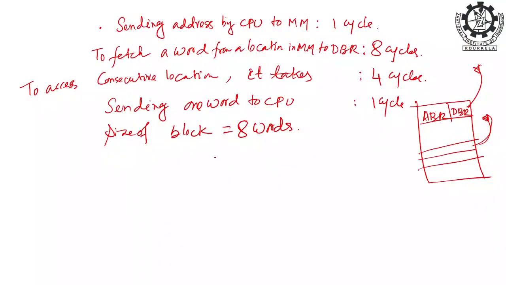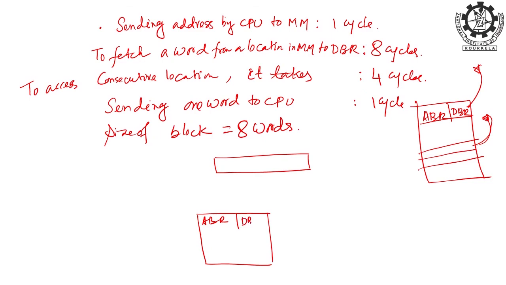So, we have here the CPU that will generate the address, and then we have a memory module here, with an address buffer register and a data buffer register. Sending the address by the CPU to main memory is one cycle. After generating the address, let us say the starting location 00, it will identify the location and then send it. For sending it will take one cycle.